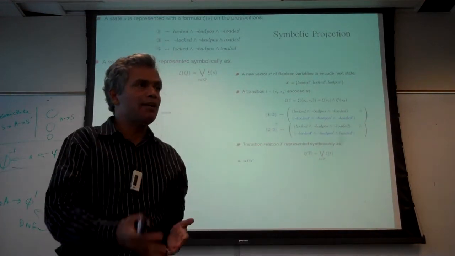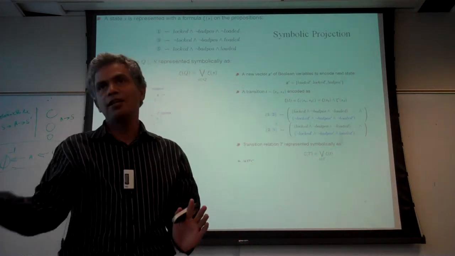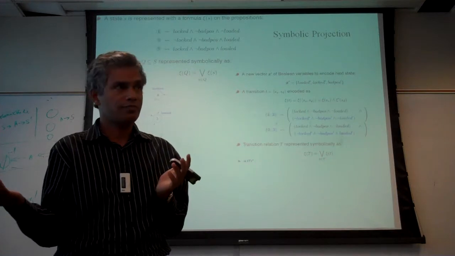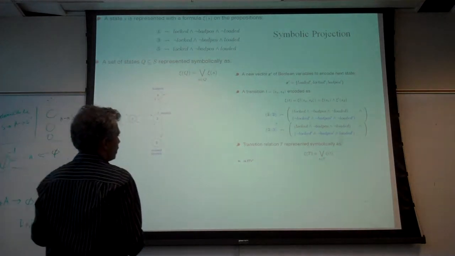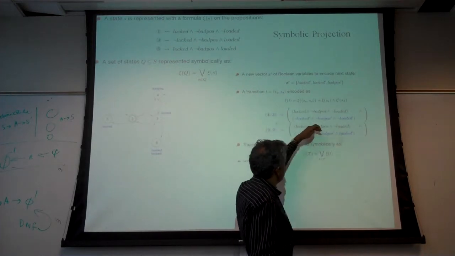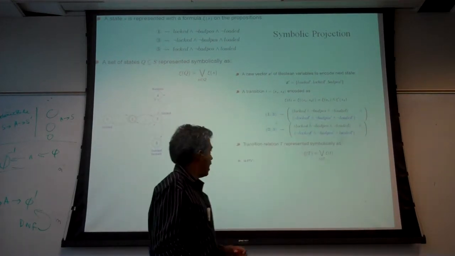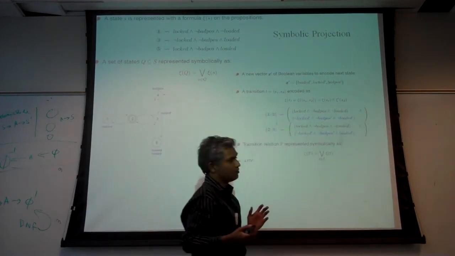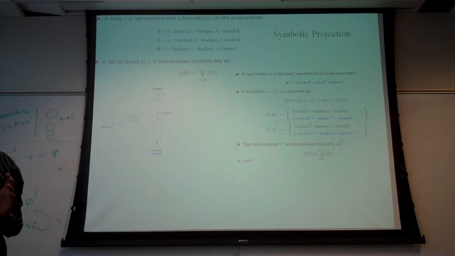So you just have a copy of both the pre-state and the post-state. Both of them are represented in the same state variables. Okay, so then if you're here, you'll get this, and if you're here, you'll get this. And now the total transition function is this whole thing, right?